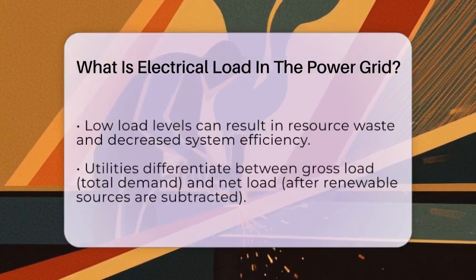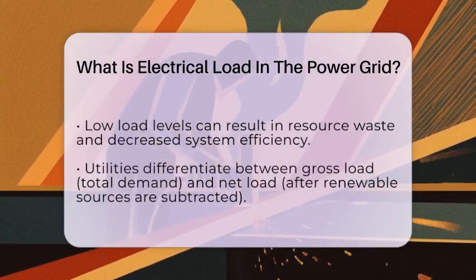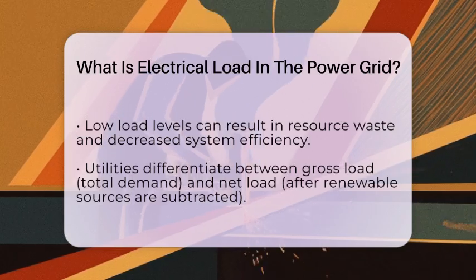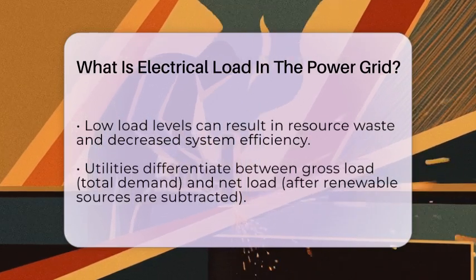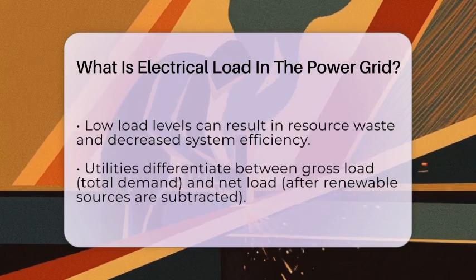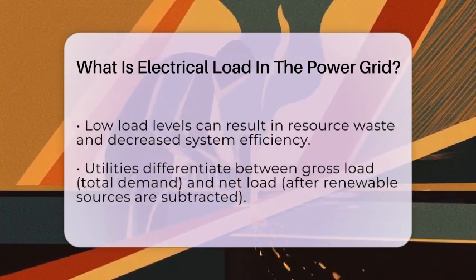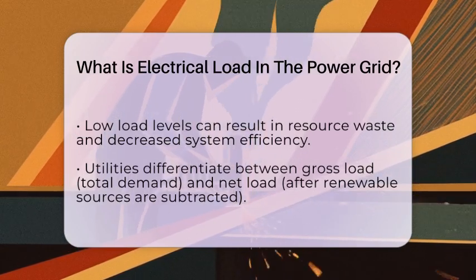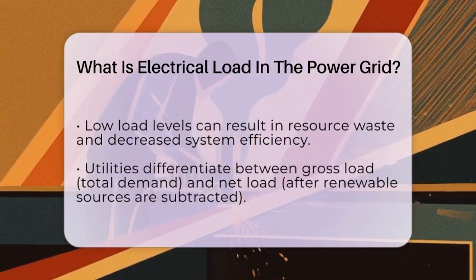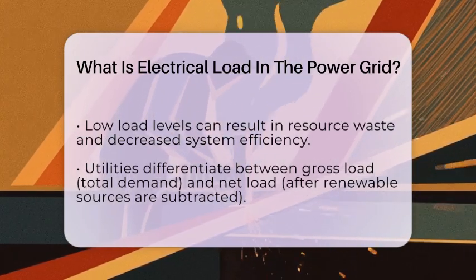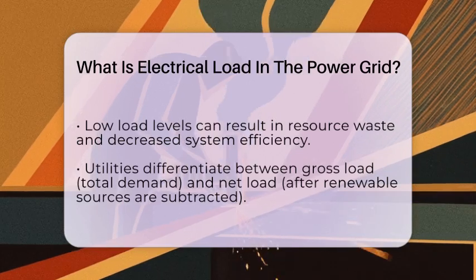To manage this, utilities divide the load into different categories. Gross load is the total demand across a whole region or country. Net load is what remains after subtracting power generated from renewable sources like solar and wind. This helps utilities know how much traditional power plants need to produce to meet demand.